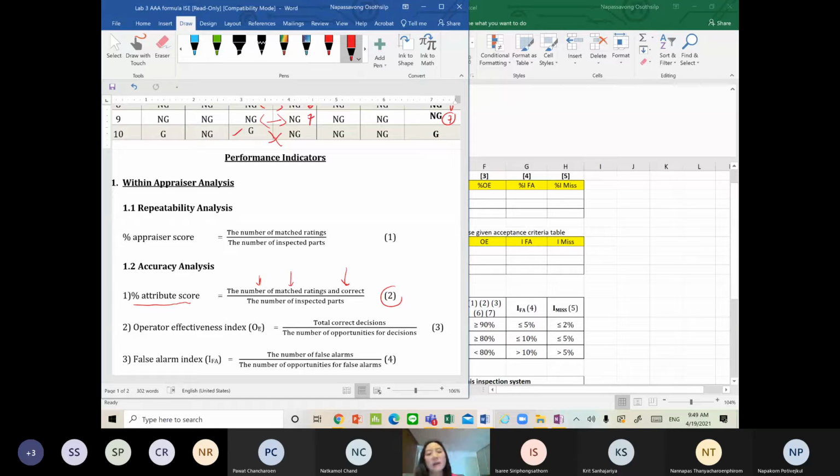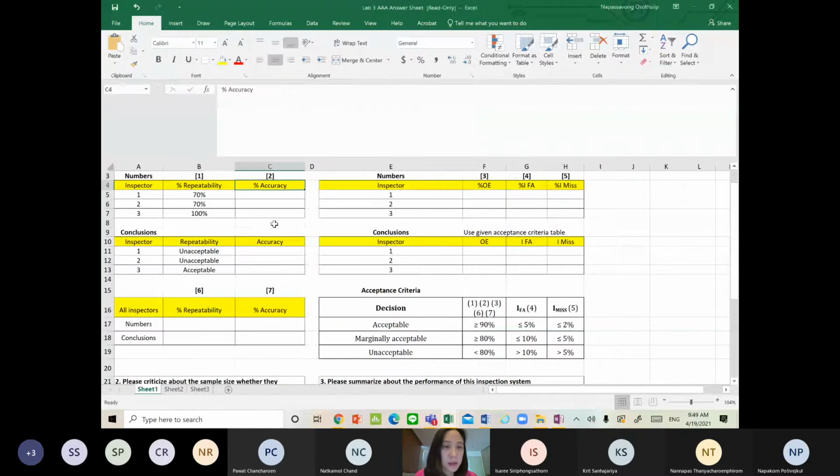Okay, sorry about that. So the second indicator is called percent attribute score, or you can say percent accuracy. So for inspector number 2, it is 70%, right?